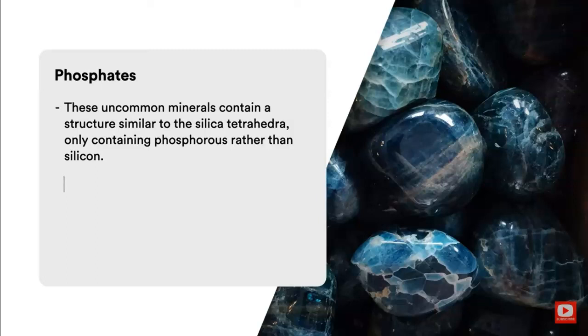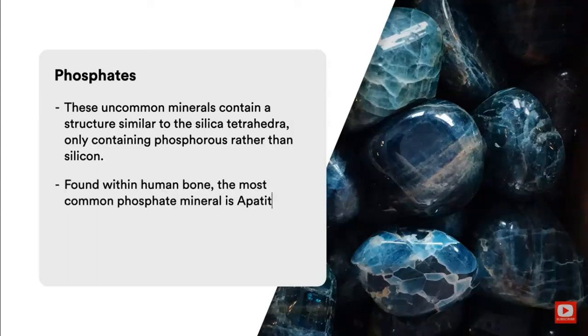What's unique about these is that most commonly they're found actually within human bone. The phosphate mineral apatite is found within human bone. You can see samples of it right here. It tends to have this very pretty blue color. And so those are our phosphates. Again, much less common on Earth.